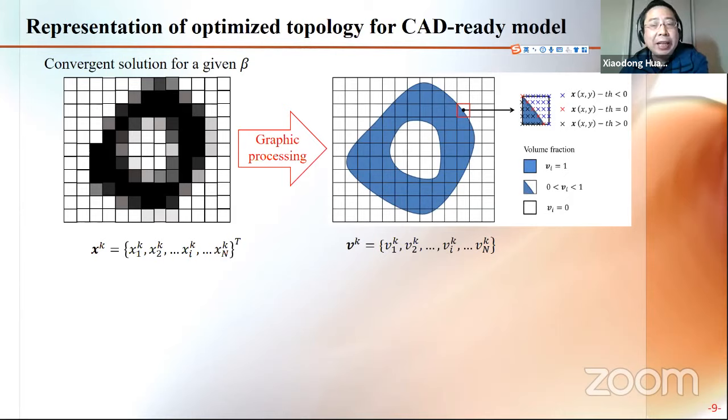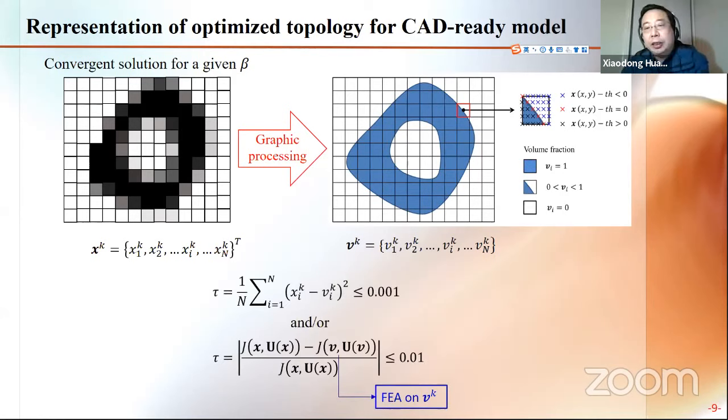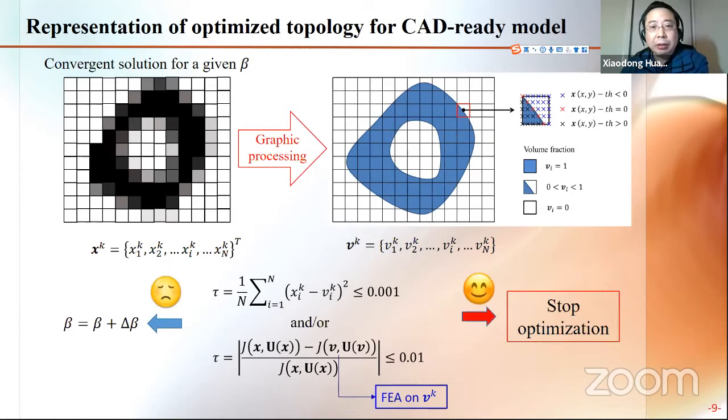difference between Xi and Vi. The difference can be measured by the mean square error. We may meanwhile check the difference in objective and constraint values. This needs one additional FE analysis based on Vi.